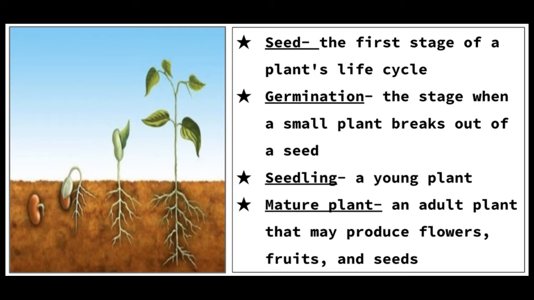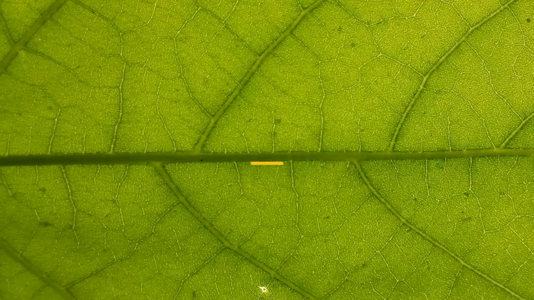Now let's talk about the life cycle of a plant. First, the seed is planted. Then, germination takes place. It's the stage when the small plant breaks out from the seed. Then we will see a seedling, a young plant growing. And finally, a mature plant develops. This is an adult plant that may produce flowers and fruit.